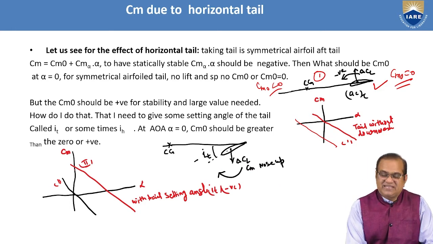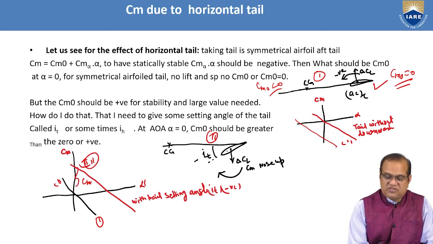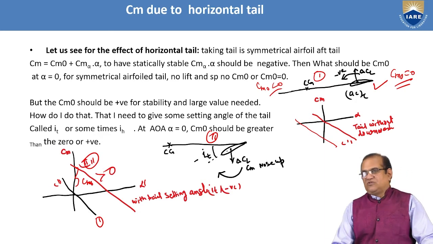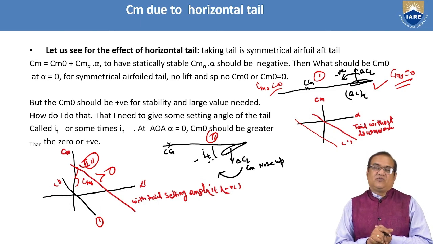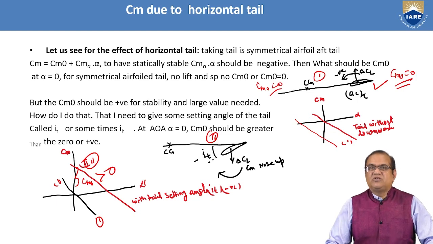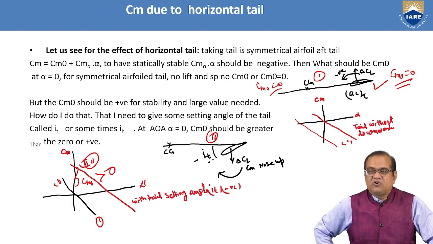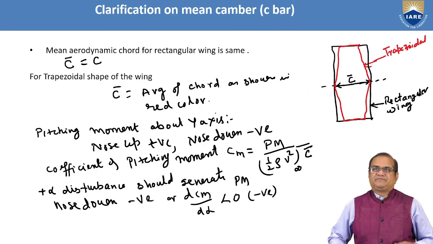So you can see here in this plot, previously it was this one, but this is the second case. So this is case 1. So you will get here CM naught greater than 0. So this tail is making the aircraft CM naught greater than 0. That is the purpose of this horizontal tail, and it is very useful. At angle of attack alpha equal to 0, CM naught should be greater than 0, or it should be positive. So that is the effect of this horizontal tail.